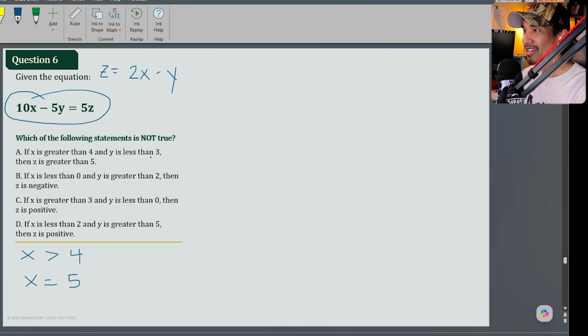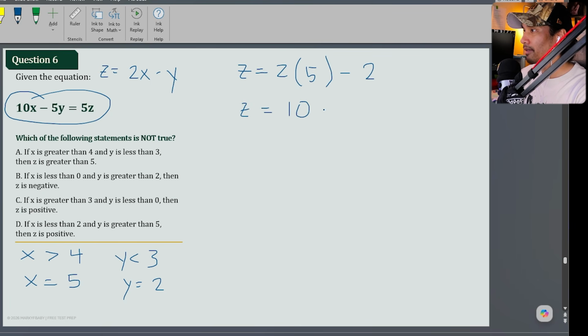And y is less than 3. y is less than 3. Well, what's less than 3? y equaling 2. So let's go ahead and plug that in. So we said x is equaling 5. So I get z equals 2 times 5 minus 2, because 2 is y. And then I simplify. z equals 10, or we solve, okay?